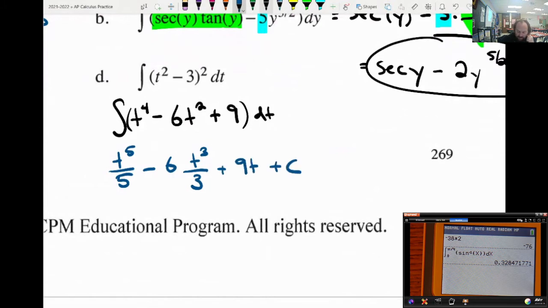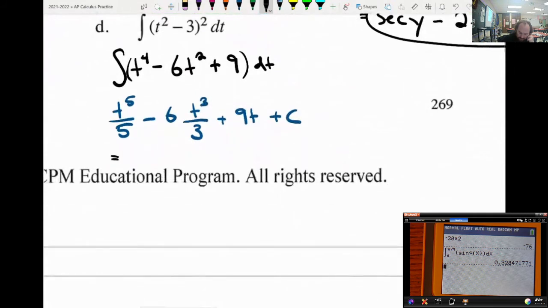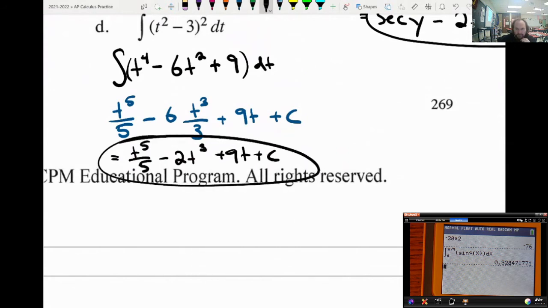The only edit we need to make to this in our final step is to divide the 6 by the 2. So how about t to the 5th over 5 minus 2t to the 3rd plus 9t plus c. Don't forget your plus c there.